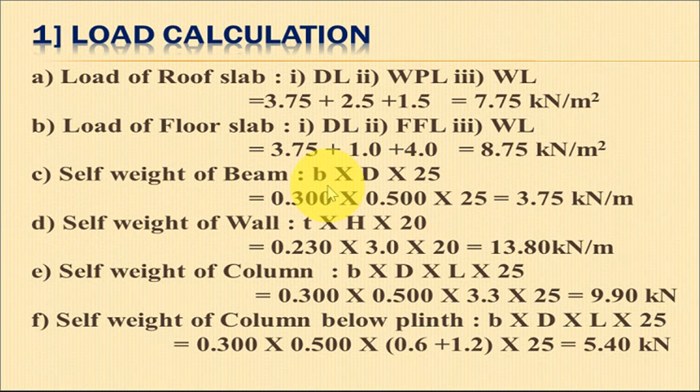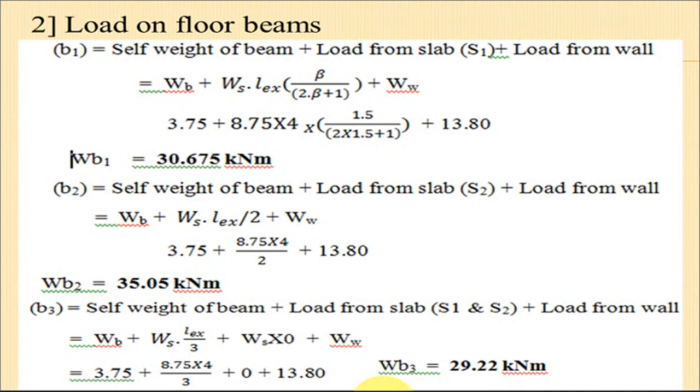Then self weight of beam, that is B by capital D multiplied by 25, that is the cross section into density of the RCC. Then self weight of wall, thickness multiplied by height multiplied by density of brick wall, that is 20. Then self weight of column, that is B multiplied by D multiplied by L, total unsupported length of the column, multiplied by 25. And then self weight of the column below the plinth level. Similarly, this is the load calculation of the slab, beam, and the wall.